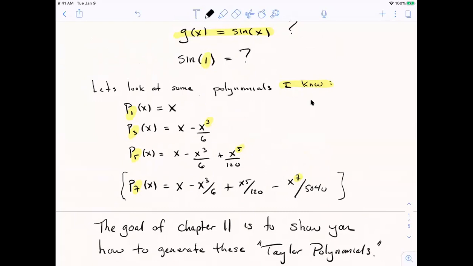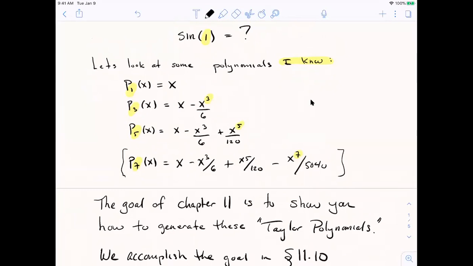And those graphs we were just looking at in Desmos should have convinced you that, well, yeah, that polynomial's value at 1 is going to be darn close to the sine of 1. In fact, we'll say more that we can make it as close as we want.